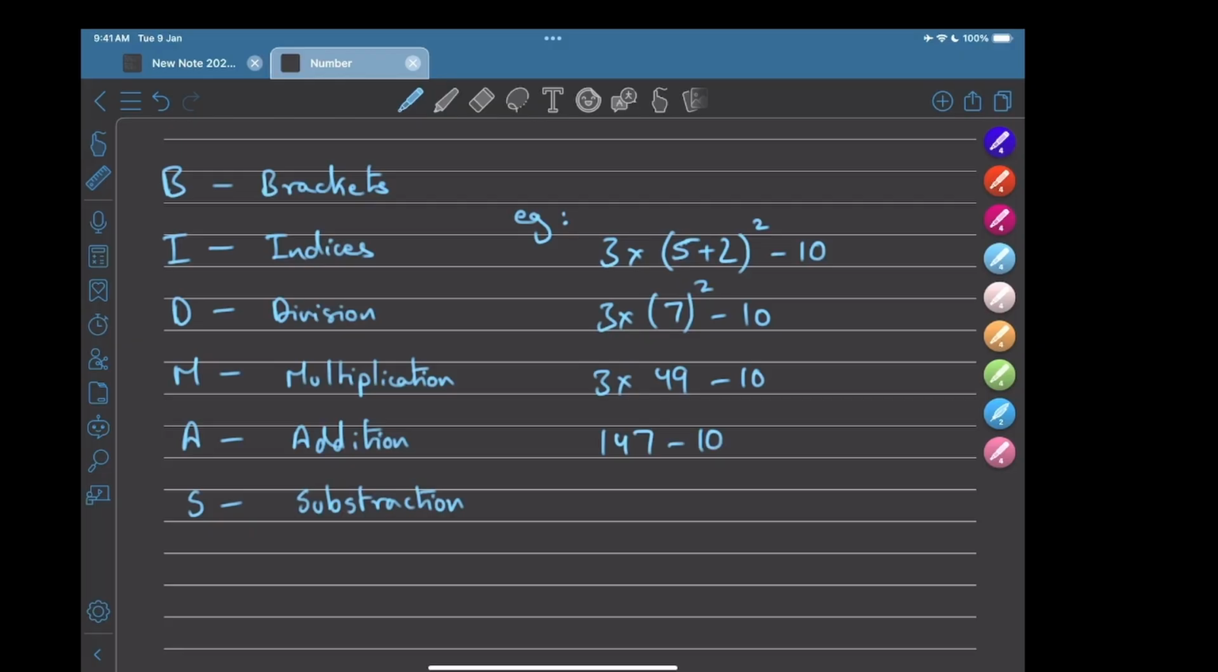And then again, do we have addition? No, we don't have addition. If we have addition, then we do addition. If there is no addition, we skip that and move to the next one, which in this case is subtraction.